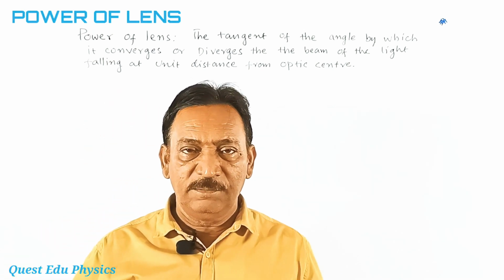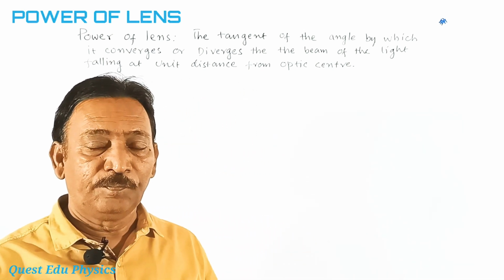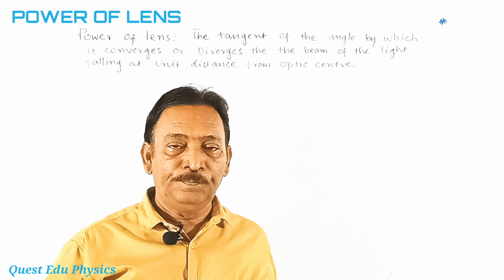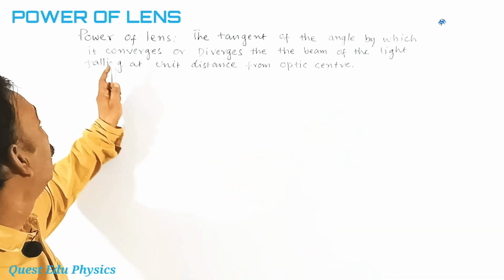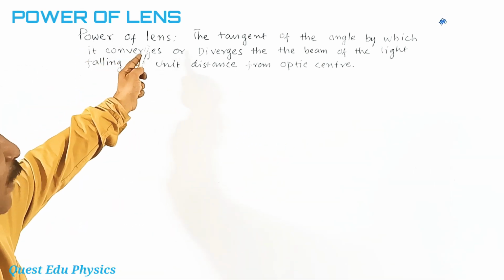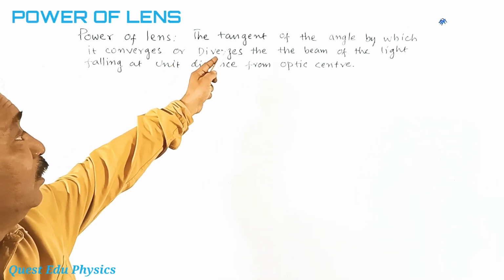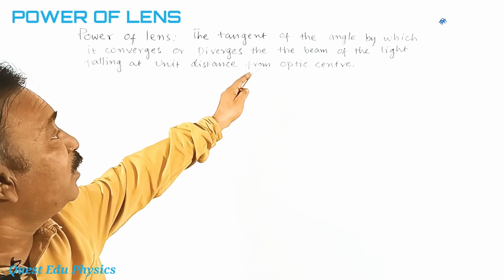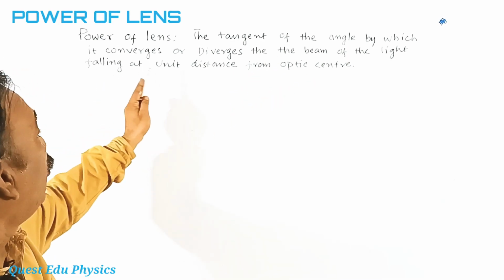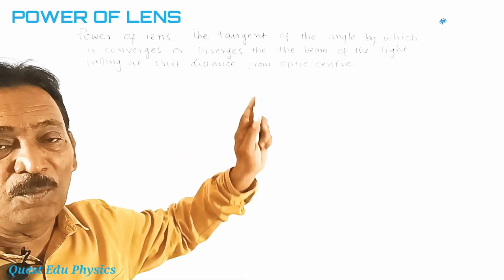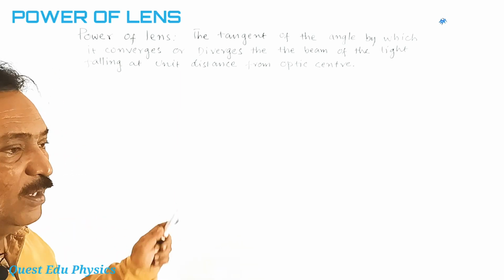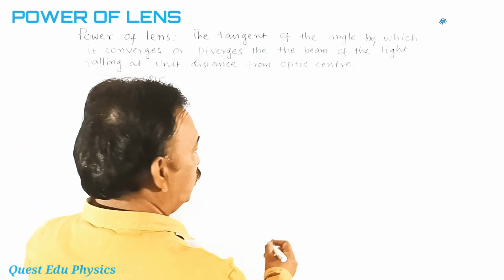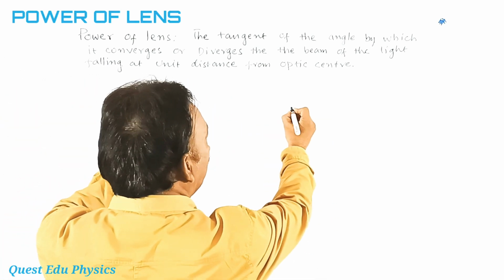We can understand the definition clearly here, students. What I wrote here, power of the lens, I gave the definition here. The tangent of the angle by which it converges or diverges the beam of light falling at unit distance from the optic center. And what is this? See the explanation, students. We are doing the same thing again.